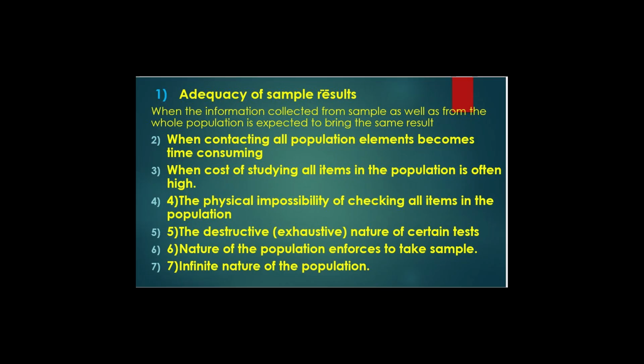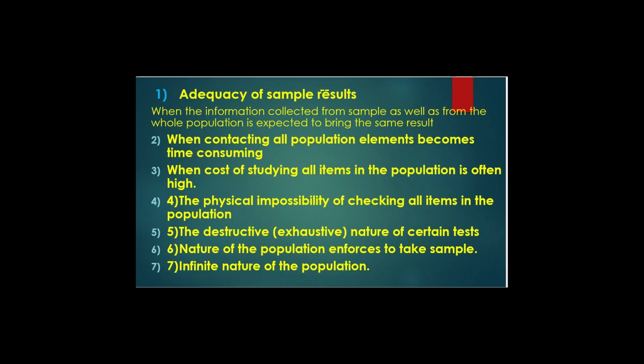3. When the cost of studying all items in the population is often high. Example: collecting information from 100,000 people demands more human resources, materials, and finance than collecting information from 10,000 people. 4. The physical impossibility of checking all items in the population. Example: the populations of fish, birds, mosquitoes, and the like are large and are constantly moving, being born and dying. So, checking all would be difficult.